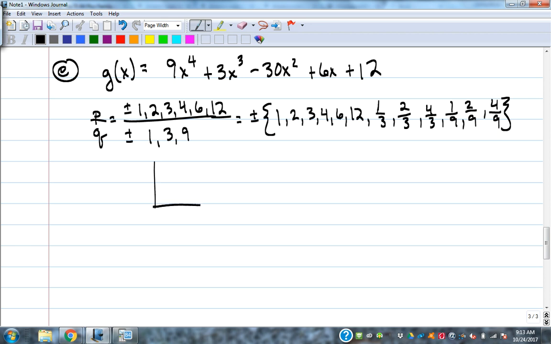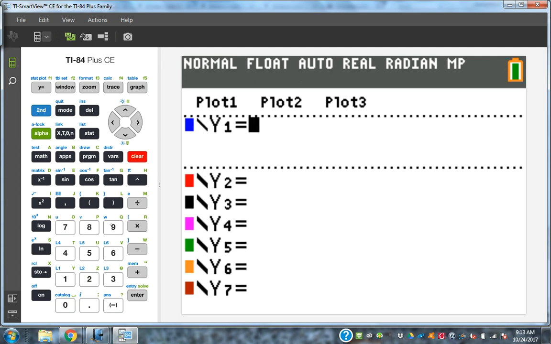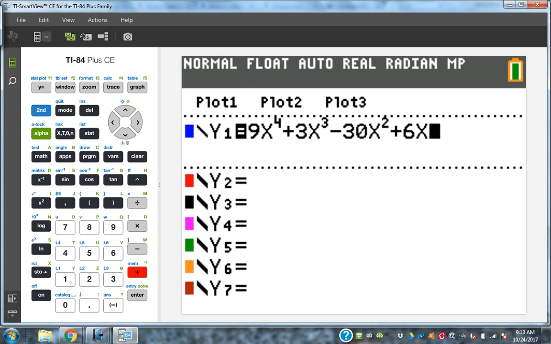So I want to pick something out to go on that shelf up there that's going to be good in synthetic. Try to avoid fractions if possible because that makes synthetic harder, right, with fractions in it. But you won't always be able to avoid them, but try to. So I'm going to graph that polynomial. Y equals, clear out that one, 9x to the fourth, 3x to the third, negative 30x squared, 6x, and then plus 12.